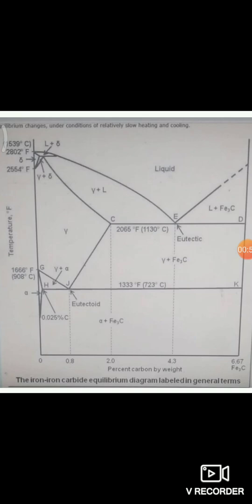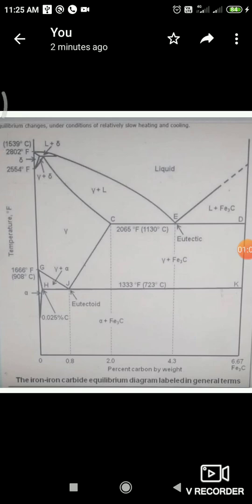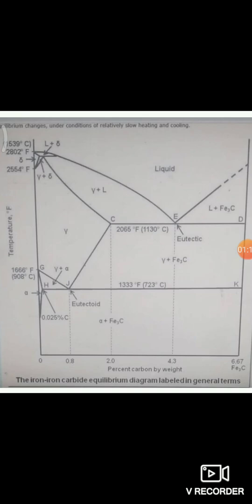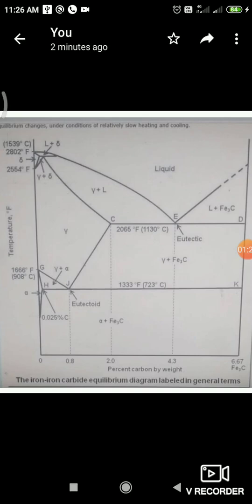So we are studying the iron carbon diagram from this given graph. On the x-axis there is the percentage of carbon by weight, from 0% carbon up to the highest level of 6.67%. And on the y-axis there is the temperature in degrees Celsius or Fahrenheit. Under this diagram we can study how iron shows different phases at different temperature levels.